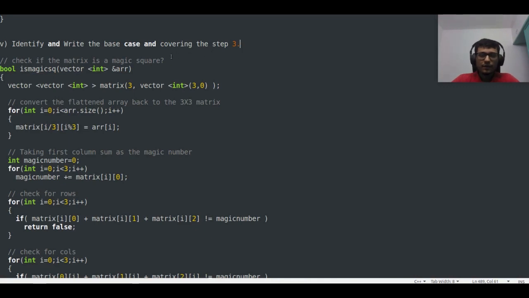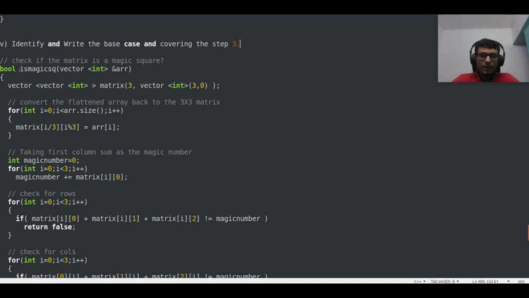Okay, so let us now look into how we can write the base case, that is how we can write this is magic square function, and see how it fits inside generate perm function, and see how we can write this step 3 inside forming magic square function. So let us start with this is magic square function.